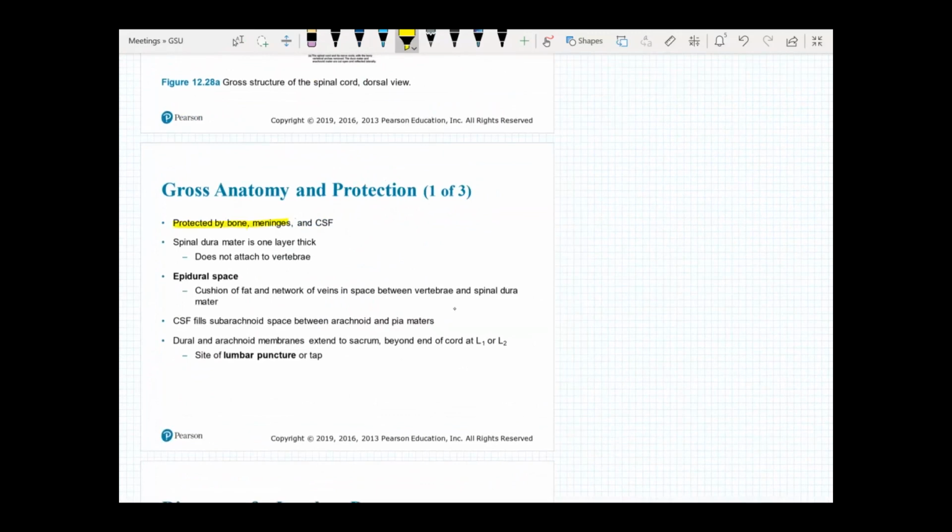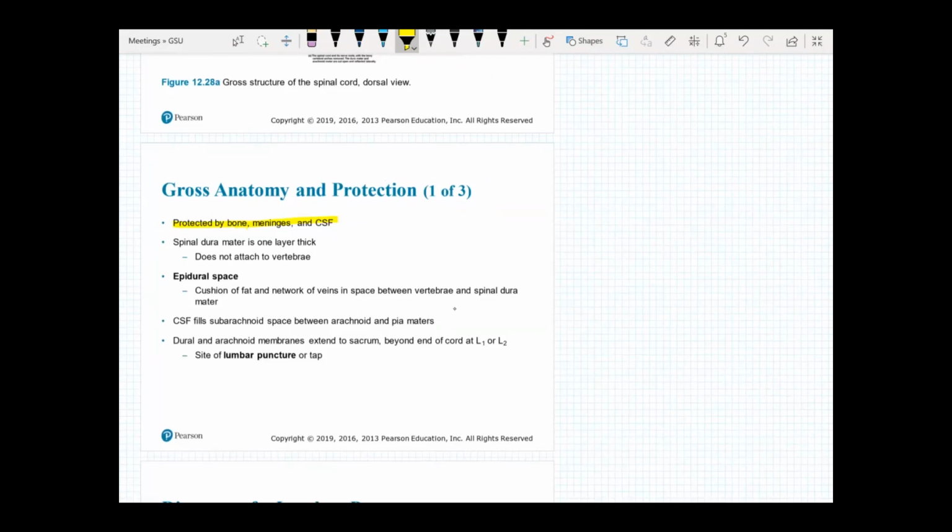It will also have the meninges and the cerebrospinal fluid surrounding the entire spinal column. The dura mater is only going to be one layer thick, so it's not going to be as thick as it is around the brain. But there is this space, the epidural space, which is essentially an area of fat and veins in between the vertebrae and the spinal dura mater. This is where the CSF will be found, in the subarachnoid space.